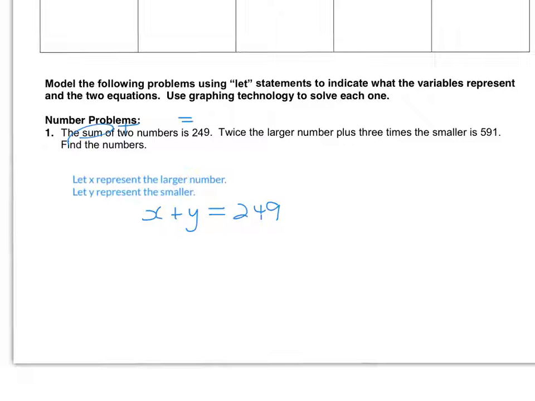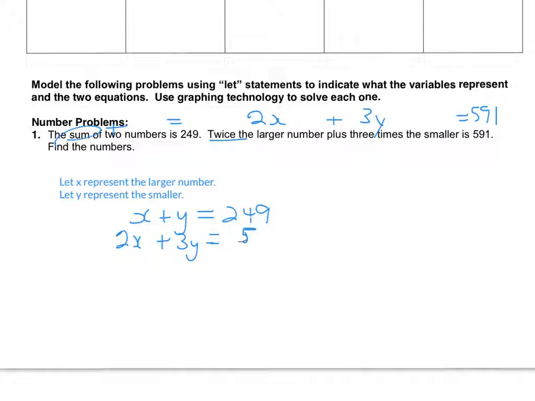Now, the next part says twice, and if you look at our list above, twice means two times. Two times the larger number is 2x, plus three times the smaller number, which is 3y, is 591. So you can see by reading the words and interpreting them into the math, the equations can come fairly easily. Some will get more challenging as we go along, but for the first little bit they're not too bad. So there are my two equations, and then I'm going to open up Desmos on my iPad, type those two equations in, and find the point of intersection.